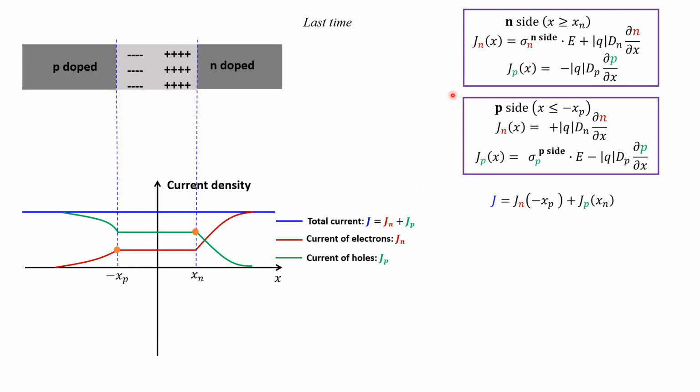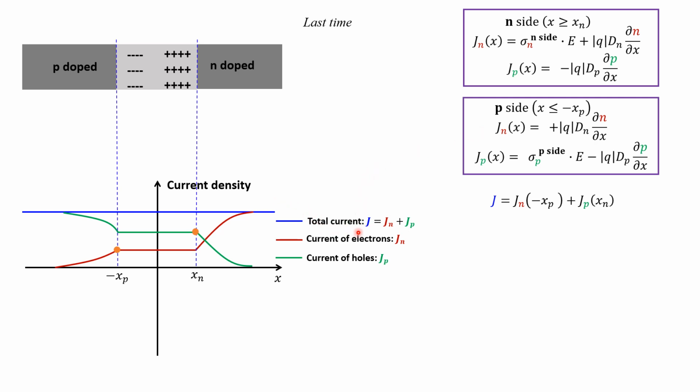So last time we learned that the current of holes in the n side, in the n-doped region, is only a diffusion current. It has no contribution of drift current. And at the same time, the current of electrons in the p-doped region is also only a diffusion current. So this realization motivated the choice to calculate the total current.